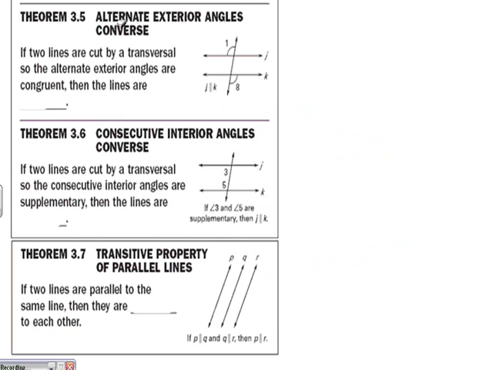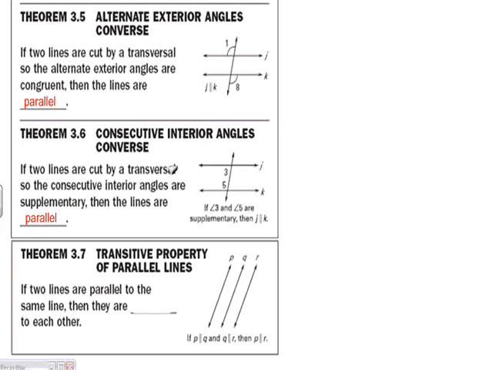Continuing on, if I have the alternate exterior angles and they are congruent, then my lines must be parallel. And again, if I have my consecutive interior angles, and here's the slight difference, if my consecutive interior angles are supplementary, then my lines must be parallel. So all of these end with then lines are parallel. It's just this consecutive interior angles converse talks about the angles being supplementary, which makes sense because my consecutive interior angles theorem said that if my lines are parallel, then my consecutive interior angles were supplementary.